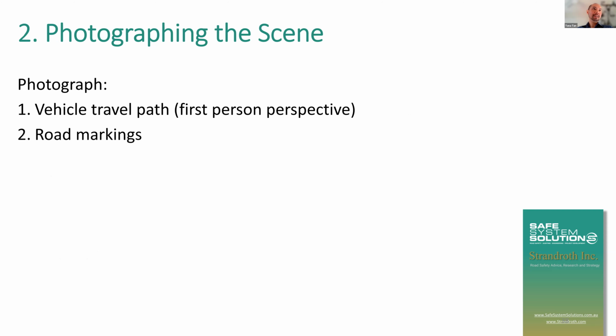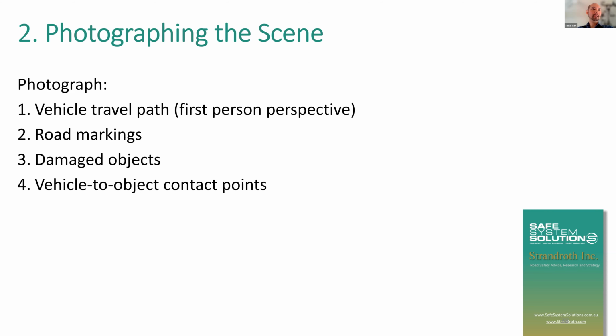Do you photograph any road markings? I'll go through an example of this in the next few slides to show what I mean by road markings. Also photograph any damaged objects that you observe along the way: utility poles, light poles, barriers, and so forth. Vehicle to object contact points, so basically damaged objects. Also take a photo of the vehicle itself where you suspect that the vehicle had contact with an object, and use the O'clock system.